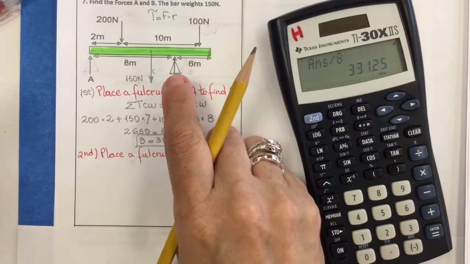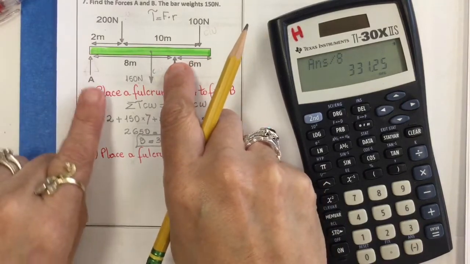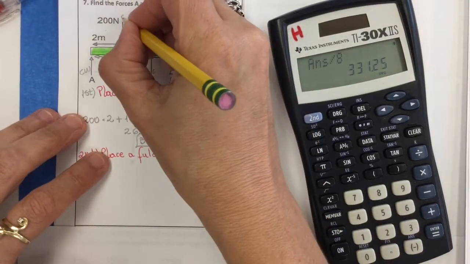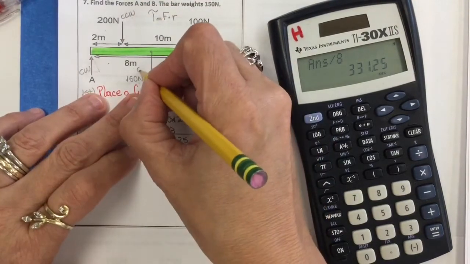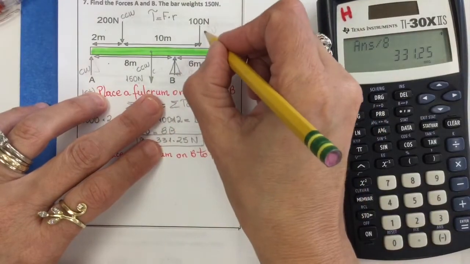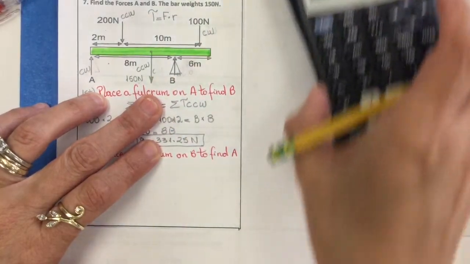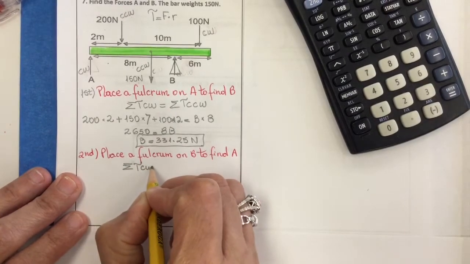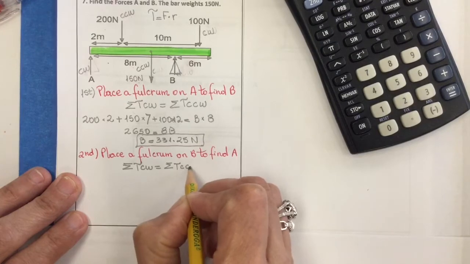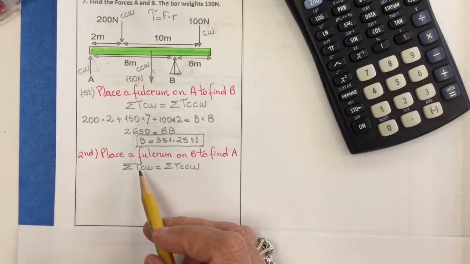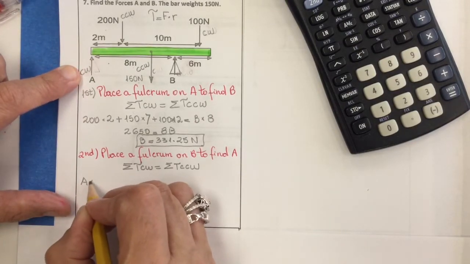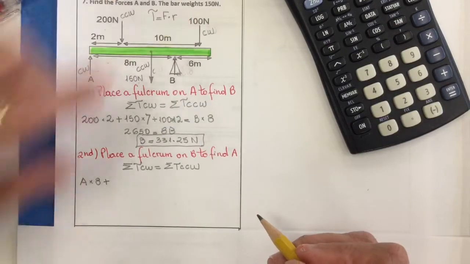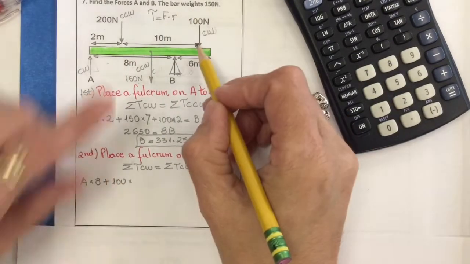So now we need to identify the forces that produce clockwise and counterclockwise torque. A produces clockwise, 200 counterclockwise, 150 counterclockwise, and 100 will be clockwise. Now we are going to use the torque equation again. In equilibrium, they are equal. So for clockwise we have A times the distance to the fulcrum, which is 8, plus another one that is clockwise, 100 times the distance to the fulcrum.